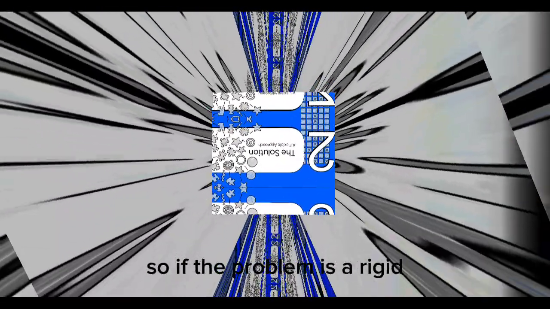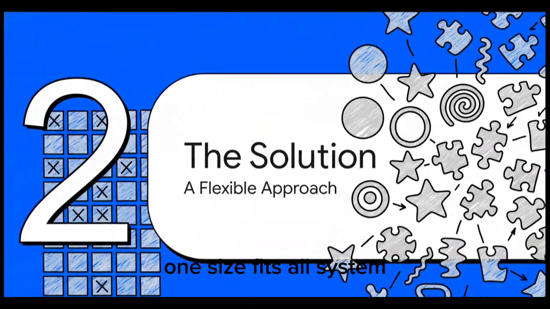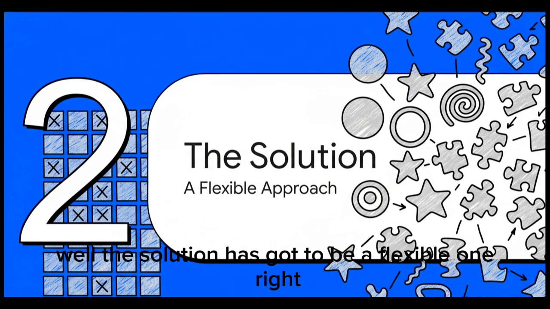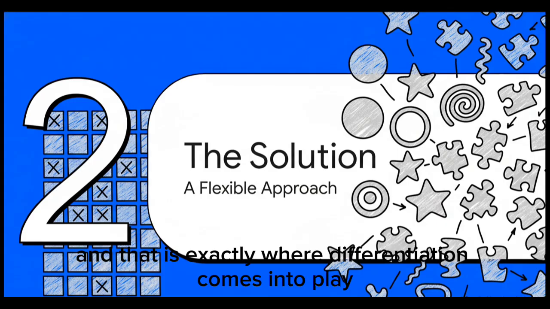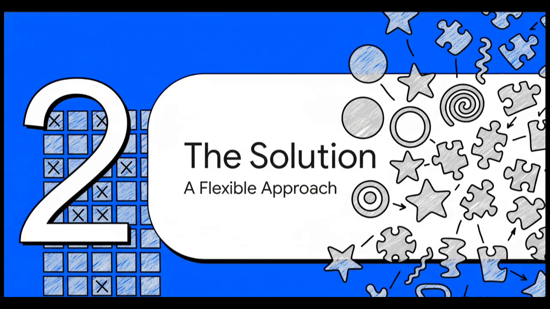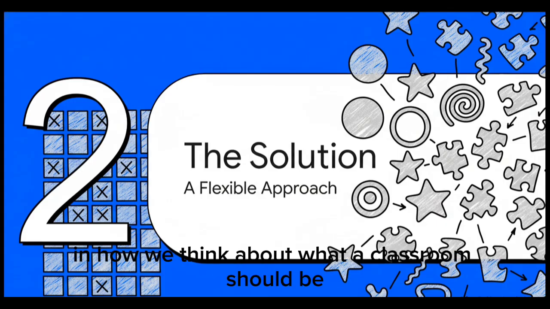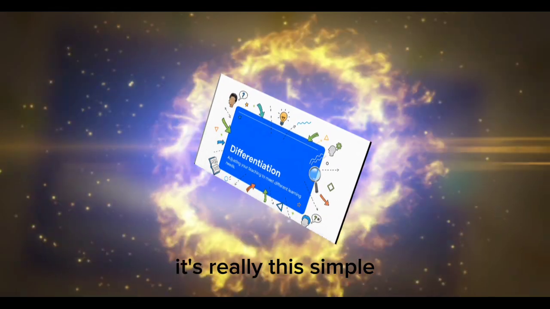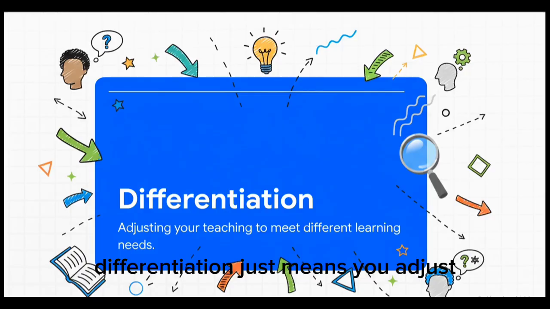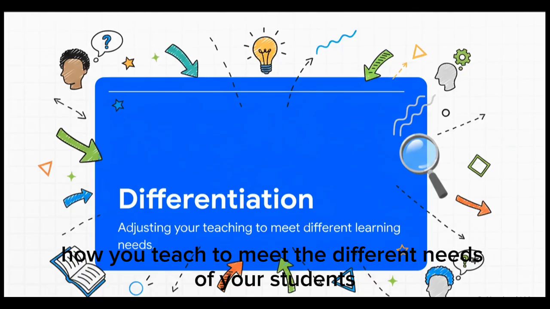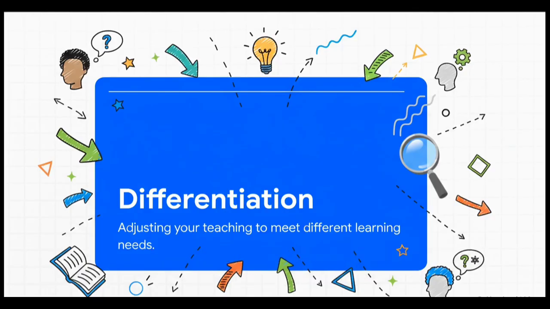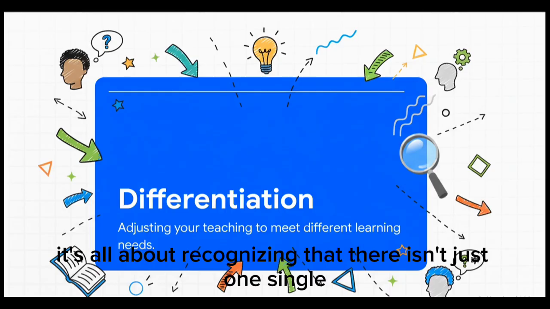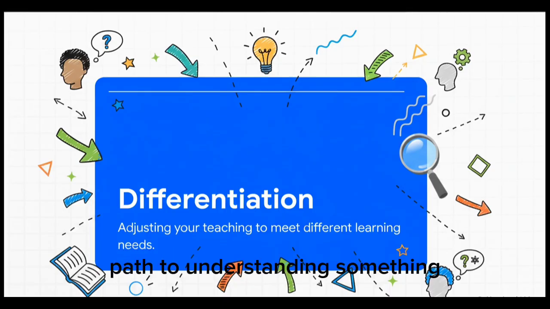Okay, so if the problem is a rigid, one-size-fits-all system, well, the solution has got to be a flexible one, right? And that is exactly where differentiation comes into play. It's a huge shift in how we think about what a classroom should be. And at its heart, it's really this simple. Differentiation just means you adjust how you teach to meet the different needs of your students. It's all about recognizing that there isn't just one single path to understanding something.